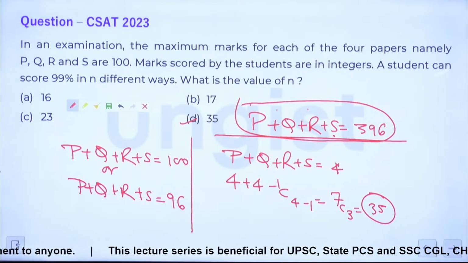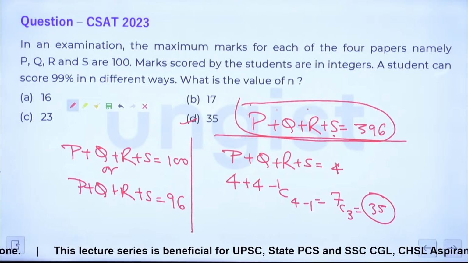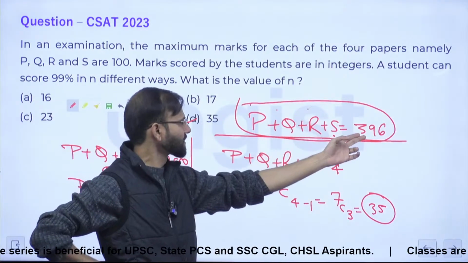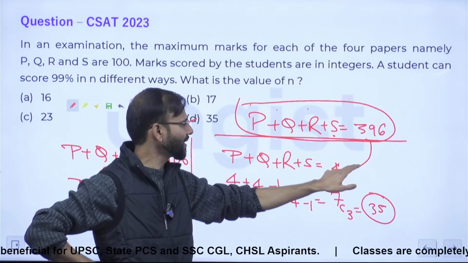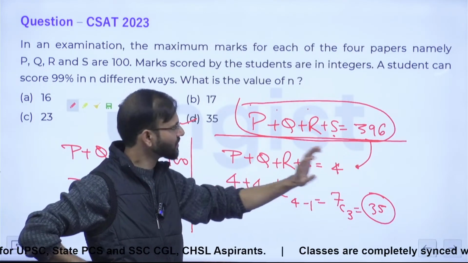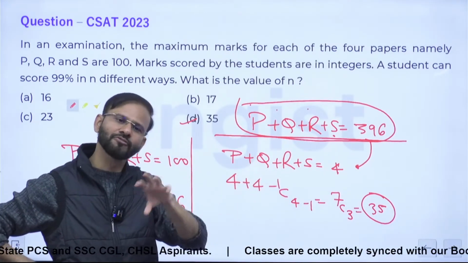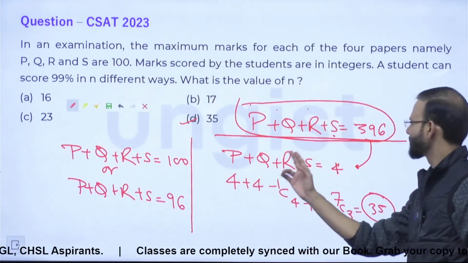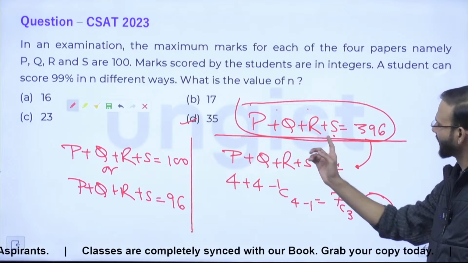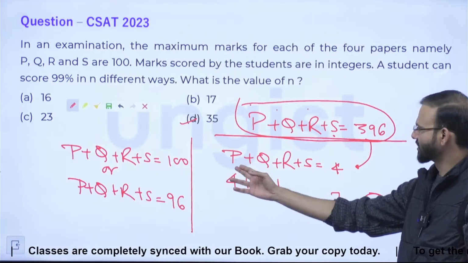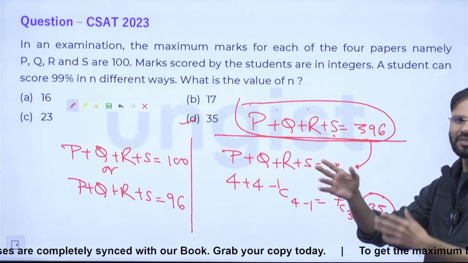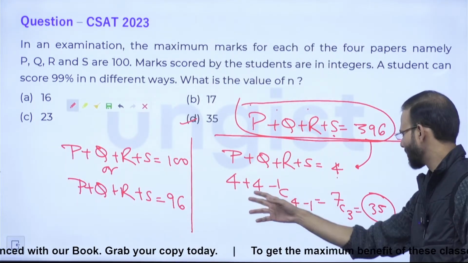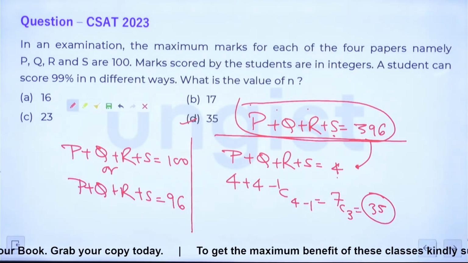Yes, guys, any other doubt? So that's why, if this is 396, then this is 4 less than the maximum marks. So in how many ways can he lose a total of 4 marks from that 400? P plus Q plus R plus S, let's say he is getting 1 mark less from this paper, 1 mark from this paper, something like that. So n plus r minus 1 C r minus 1.